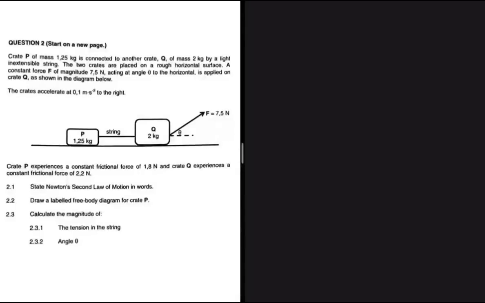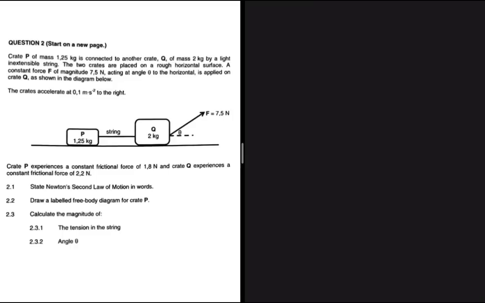A crate P of mass 1.25 kg is connected to another crate Q of mass 2 kg by a light string. The two crates are placed on a rough horizontal surface, so we know that there's some friction there, and then a constant force F of magnitude 7.5 newtons acting at an angle theta to the horizontal is applied on crate Q. Clearly, the sketch demonstrates that.